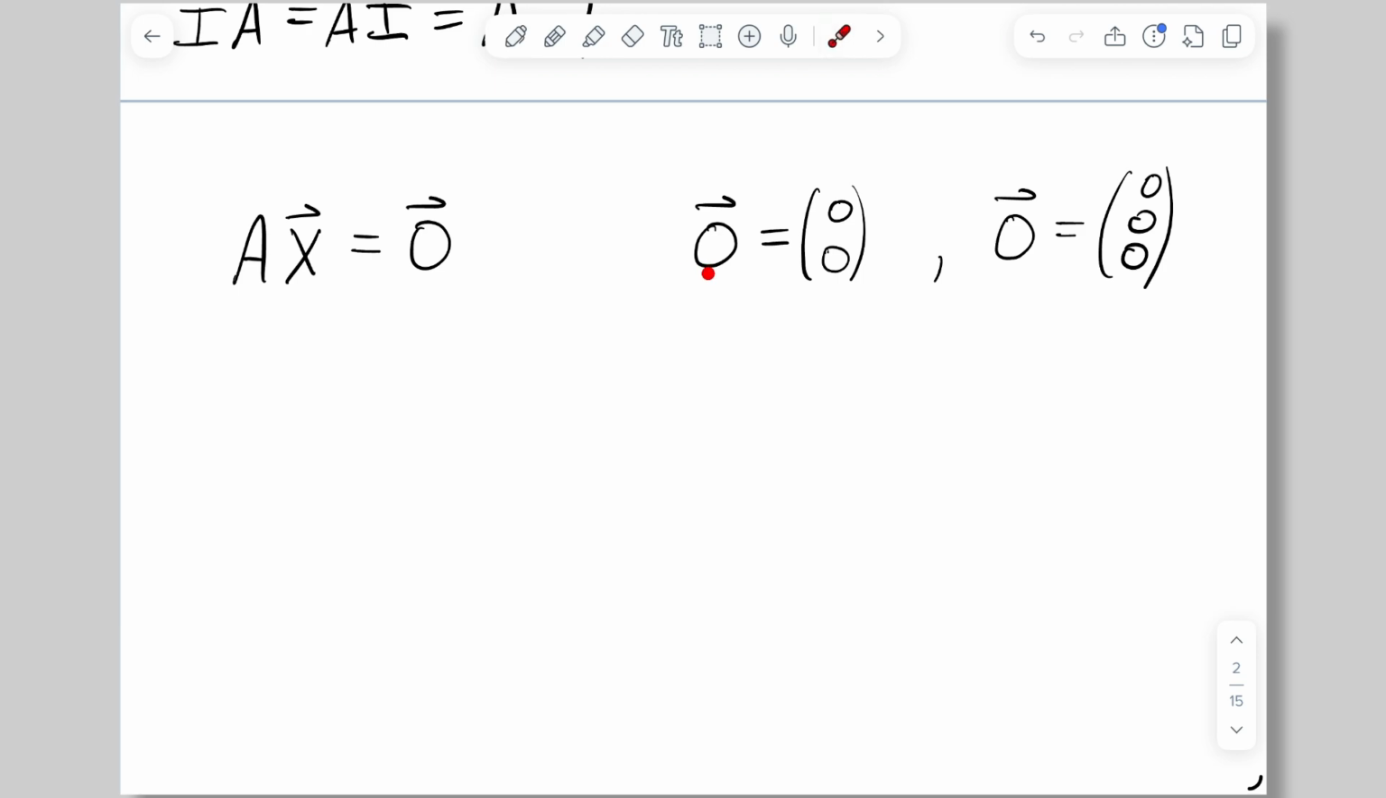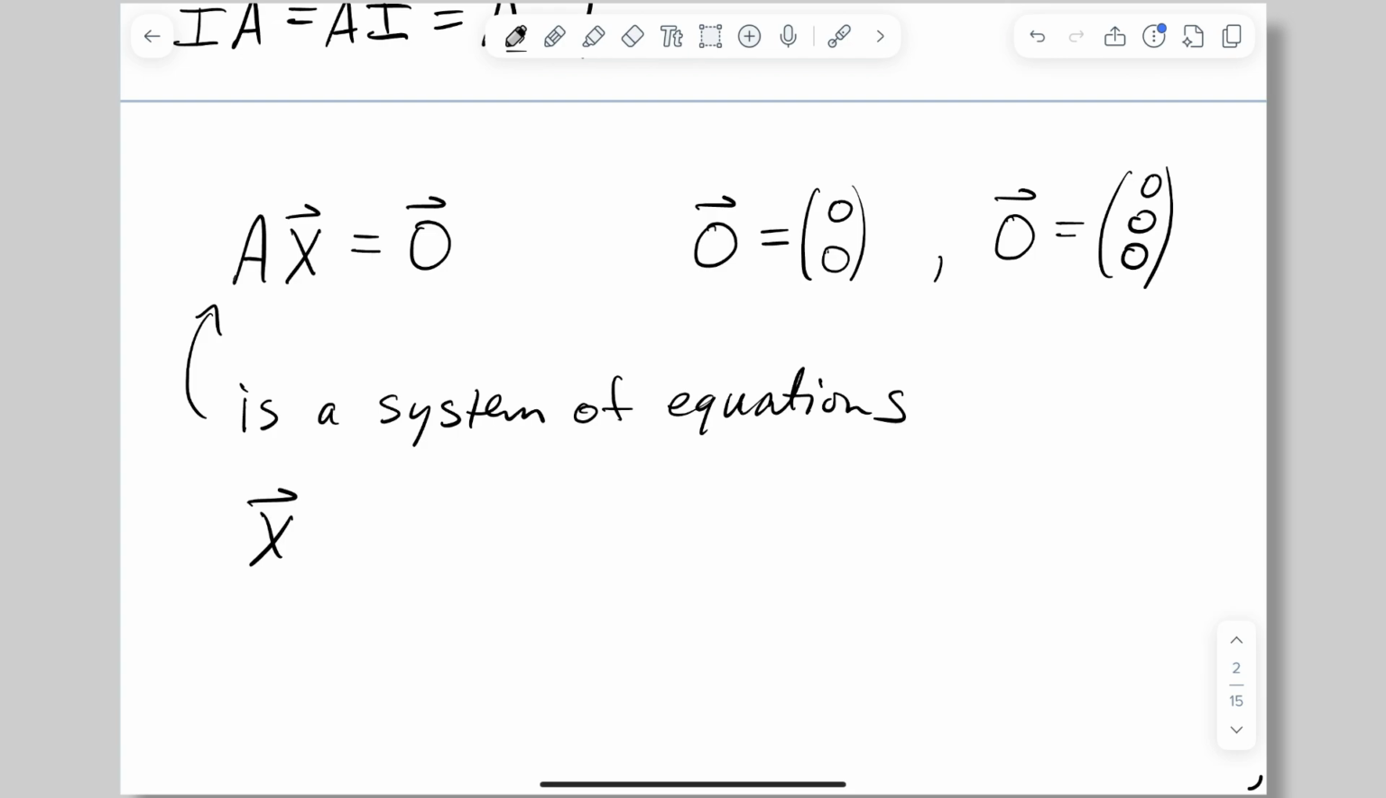Essentially, the 0 vector is just a column vector that has all the entries equal to 0. Yeah, it could be a row vector too, but we're not dealing with that. Back to this system, this Ax equals 0 is a system of equations. A vector x that makes the system true is the solution to the system.